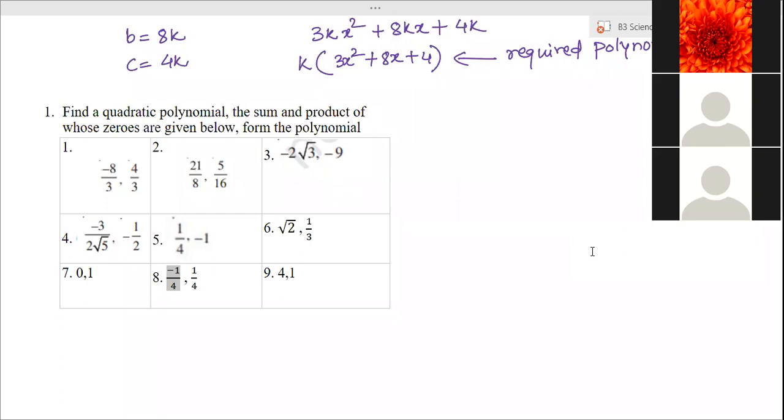Ma'am, in the fourth question, should we rationalize the sum? No, don't do that. Take LCM directly. Yes, ma'am.